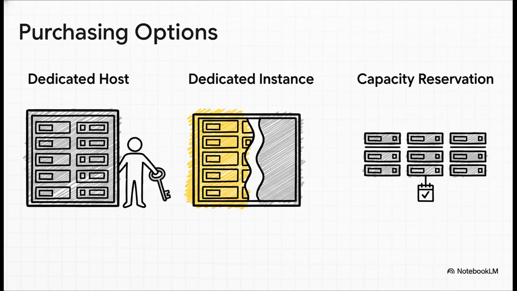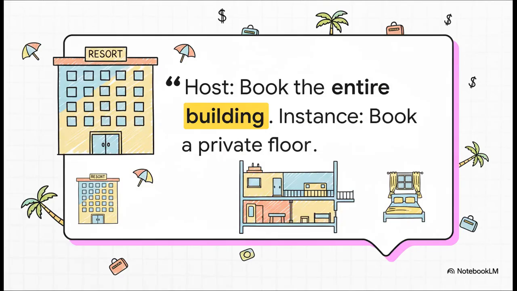Then you have dedicated instances, which also give you hardware isolation, but you don't control the physical server itself. And finally, there are capacity reservations. These let you pre-book capacity in a specific availability zone, guaranteeing it's there when you need it. You still pay the on-demand rate for it, though. And to wrap up our little resort analogy for good, a dedicated host is like booking the entire resort building. A dedicated instance is like booking a private floor. And a capacity reservation? That's like paying to keep a specific room on hold whether you use it or not, just so you know it's available if, say, a huge conference comes to town.